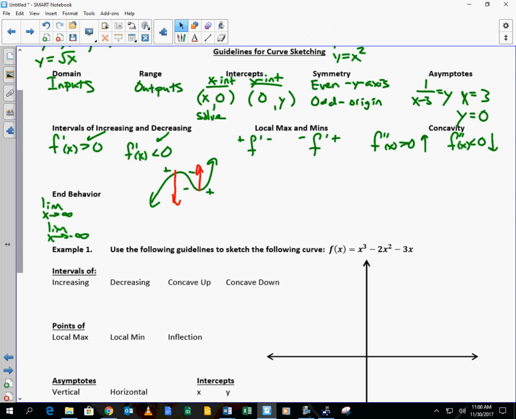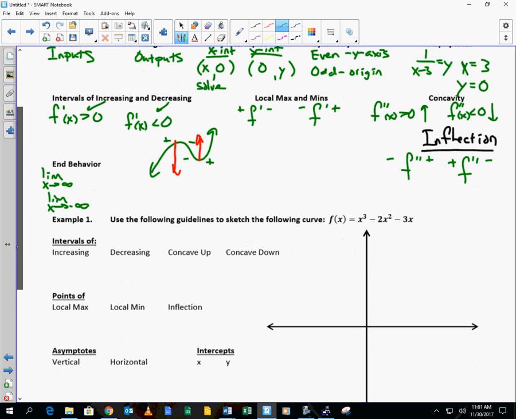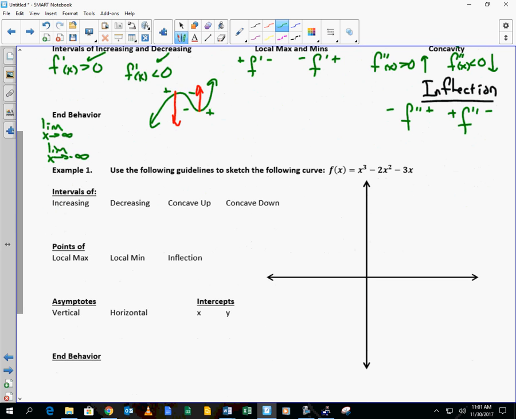The one last piece I forgot to throw on here was inflection. And the point of inflection, it's a point, kind of like a local max or local min. But the point of inflection is where it changes concavity. And so that's where f double prime has a change of sign, from negative to positive, or f double prime changes from positive to negative. That's where inflection occurs. We all good?